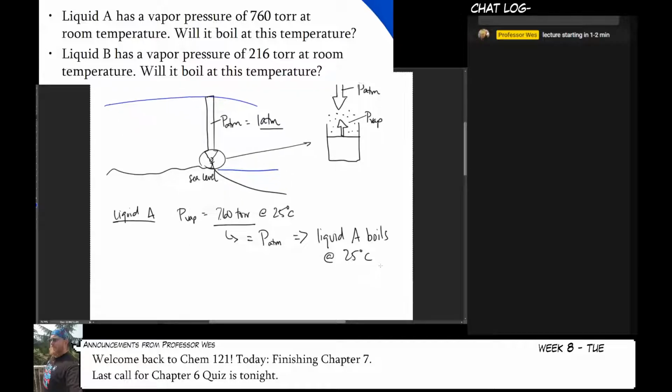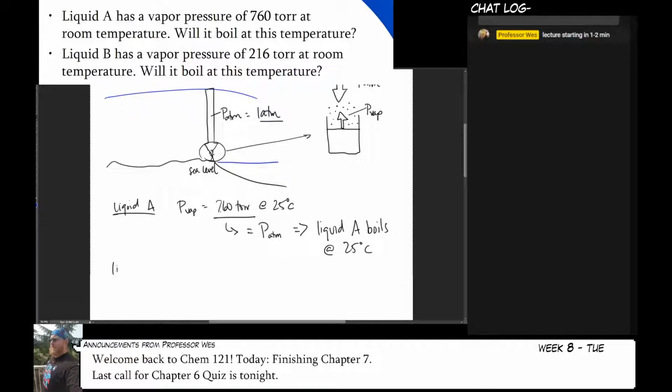Now let's look at liquid B. Its vapor pressure is far less than 760. Now, what is this in ATM? Well, we could do this, right? So we could calculate what its pressure is in ATM, just so we could compare it that way, if you wanted to. You could also just say 216 is less than 760.